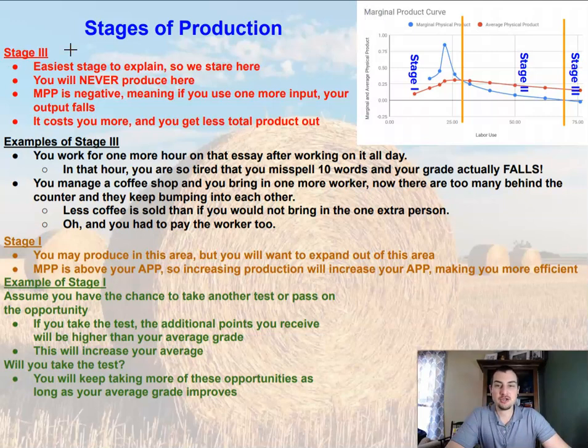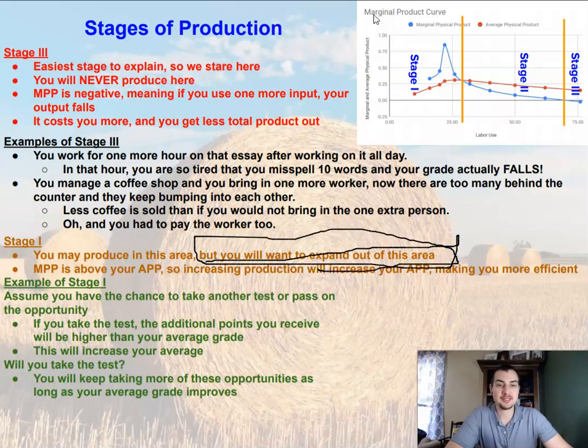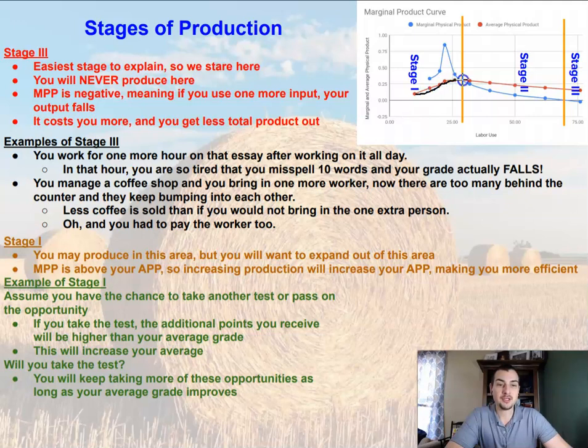So essentially, you're never going to produce in stage 3. By producing in stage 3, you're actually going to increase your cost, but you're going to get less out. And if you do produce in stage 1, you're going to want to expand out of this area as soon as possible. You're going to want to get out of it. And essentially the reason why is because if you have the option to increase your efficiency, why not do it? Why not produce more and increase your efficiency?